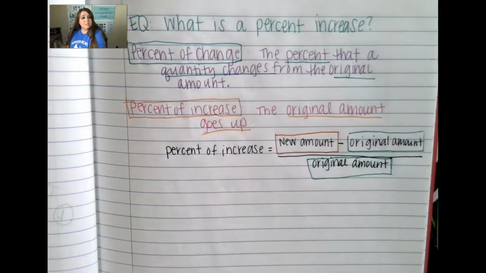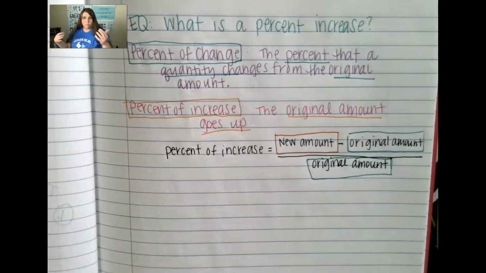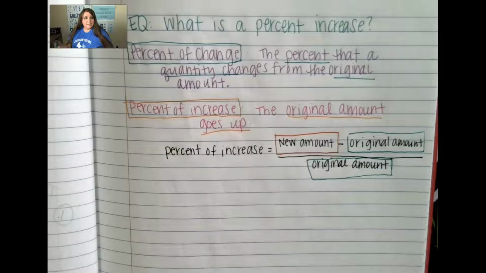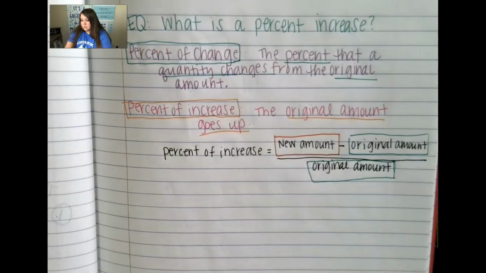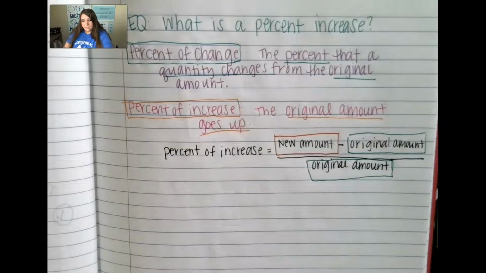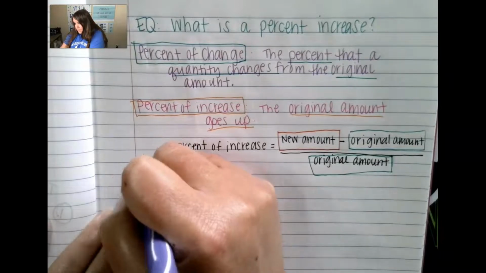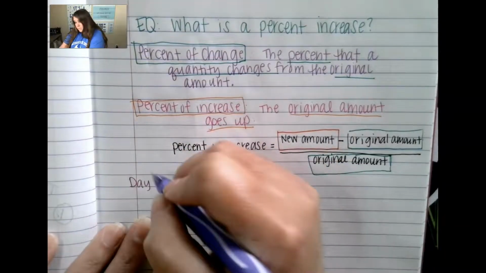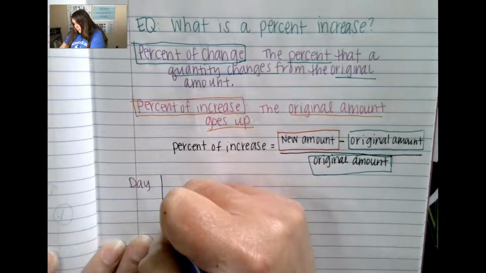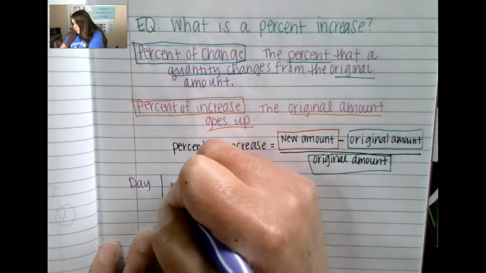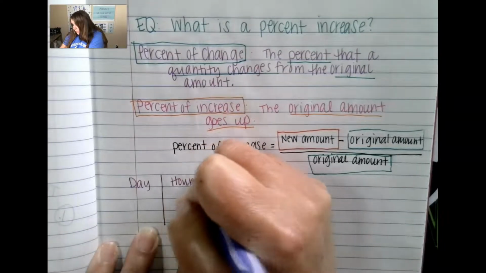Okay, so let's put this into an example so that you can see it in action. Okay, so here is our first example. We have a table, and the table shows the day of the week and the hours that are spent online.